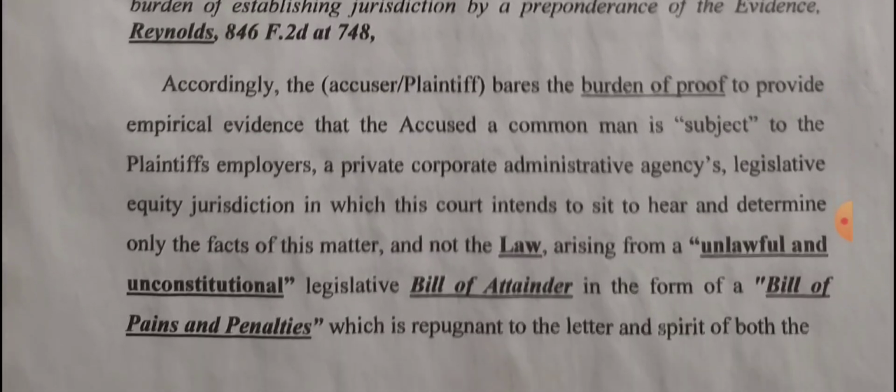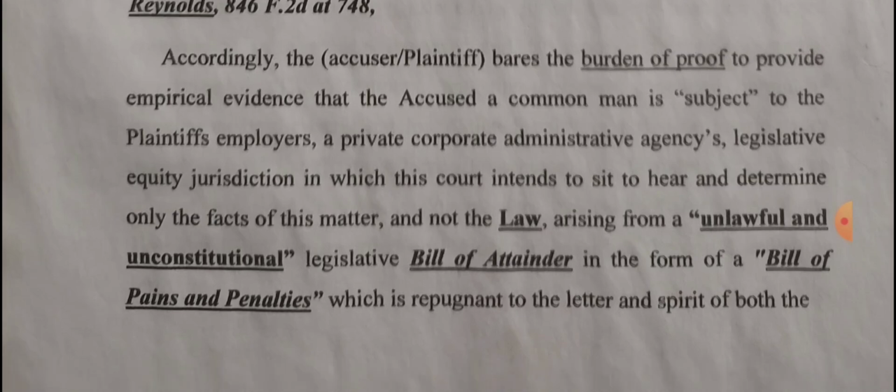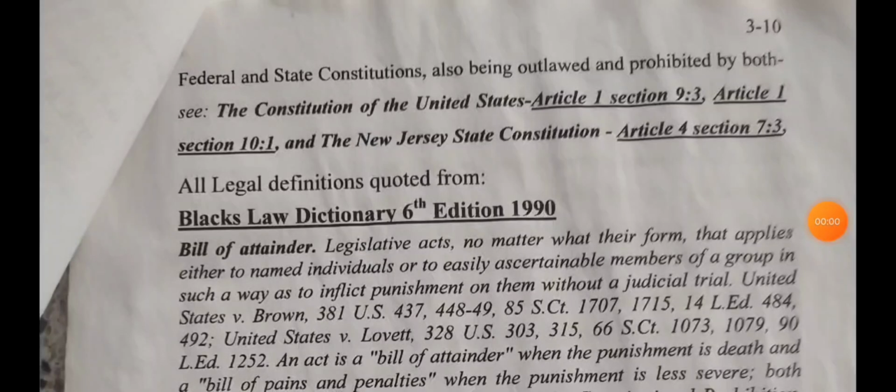Accordingly, the accuser, plaintiff, bears the burden of proof to provide empirical evidence that the accused, a common man, is subject to the plaintiff's employer's, a private corporate administrative agency's, legislative equity jurisdiction, in which this court intends to sit to hear and determine only the facts of this matter, and not the law arising from the unlawful and unconstitutional legislative bill of attainder in the form of a bill of pains and penalties, which is repugnant to the letter and the spirit of both the federal and state constitutions, also being outlawed and prohibited by both.